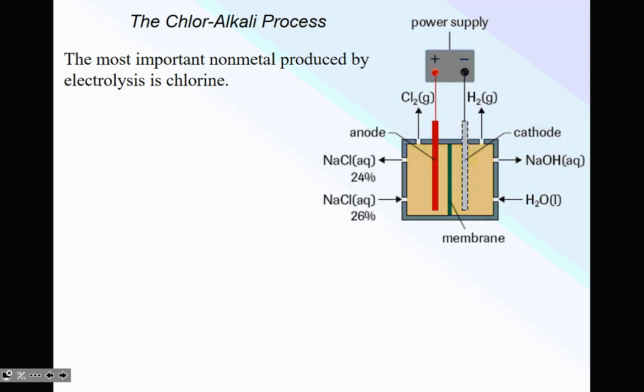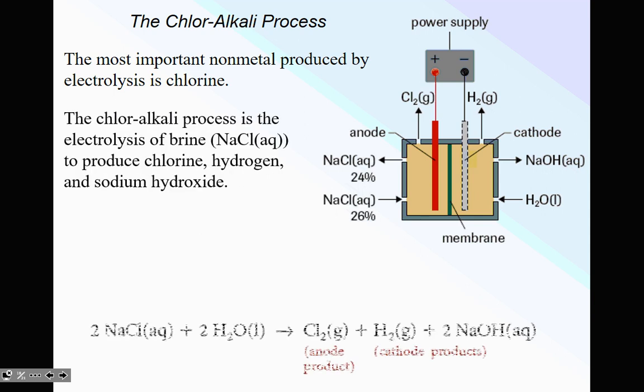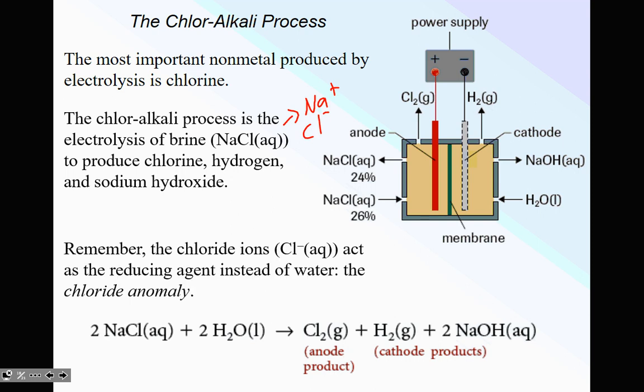You just have to understand the fact that things have to be molten in order for the metals to be produced. The most important nonmetal produced by electrolysis is chlorine. The chloralkali process is the electrolysis of brine. So this will break down into its ions, right? It's going to break down into the sodium and chloride ions to produce chlorine, hydrogen, and sodium hydroxide. Remember, the chloride ions act as the reducing agent instead of water, and this is another example of the chloride anomaly. And remember, it's only when you're comparing chloride ions and water. And here we have the production of chlorine gas.